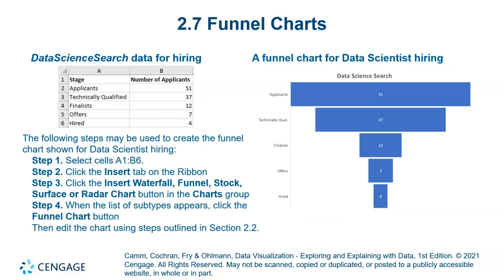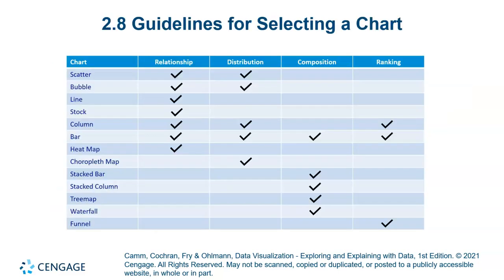Funnel chart is very important for the HR team, especially if you want to hire. For example, 51 applicants submitted the application, technical sound was 33, and finalists were 12, and seven got the offer, but only four were hired. So in this way, you narrow down your data as per the selection criteria.